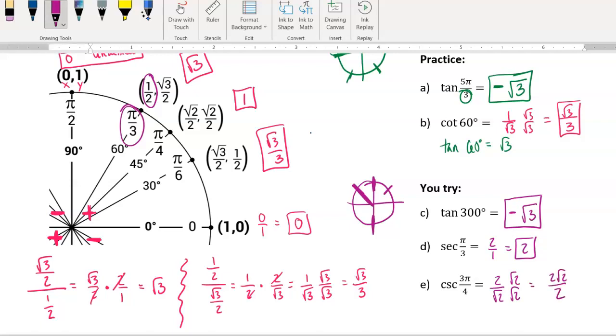So when we do that, we get 2 square root of 2 over 2, which ironically the 2's cancel out. So we just get square root of 2 for your answer for letter E. All right.